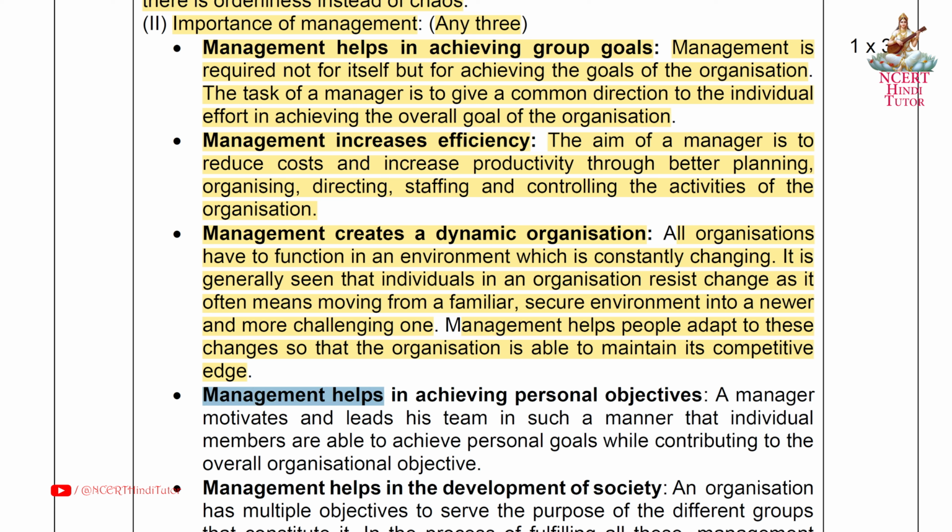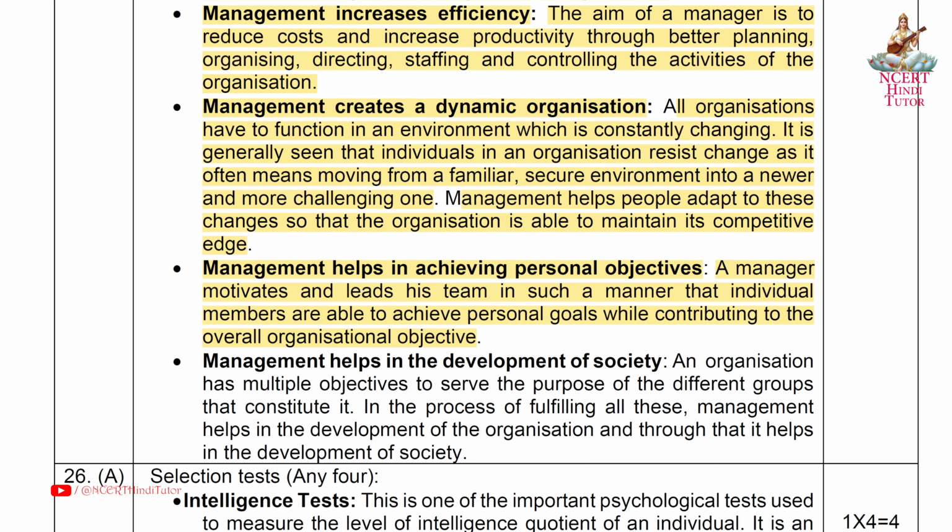Fourth, management helps in achieving personal objectives. A manager motivates and leads his team in such a manner that individual members are able to achieve personal goals while contributing to the overall organizational objective. Fifth, management helps in the development of society. An organization has multiple objectives to serve the purpose of the different groups that constitute it.